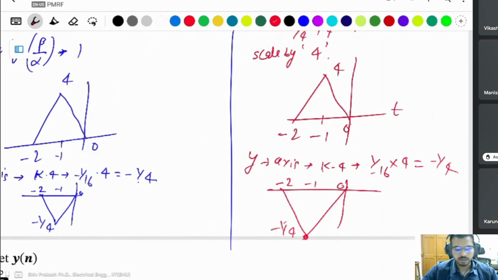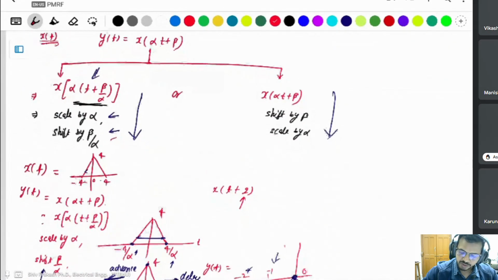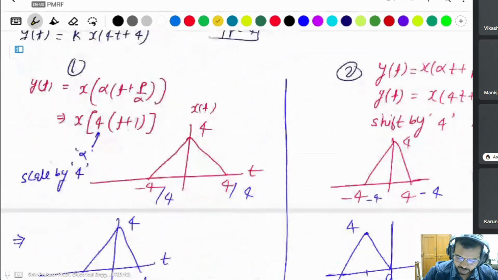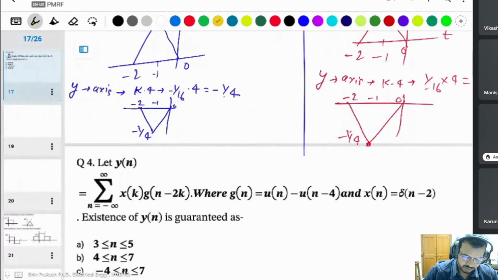In the discrete signal, the same thing you can shift, first shift by beta, then scale by alpha. This is not applicable in discrete. Only this one is applicable in the discrete signal. Okay, I can take an example for this discrete also.